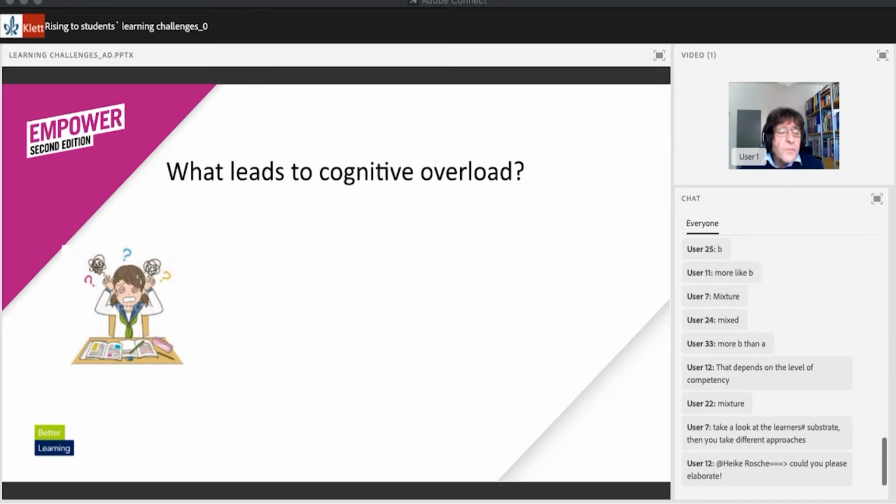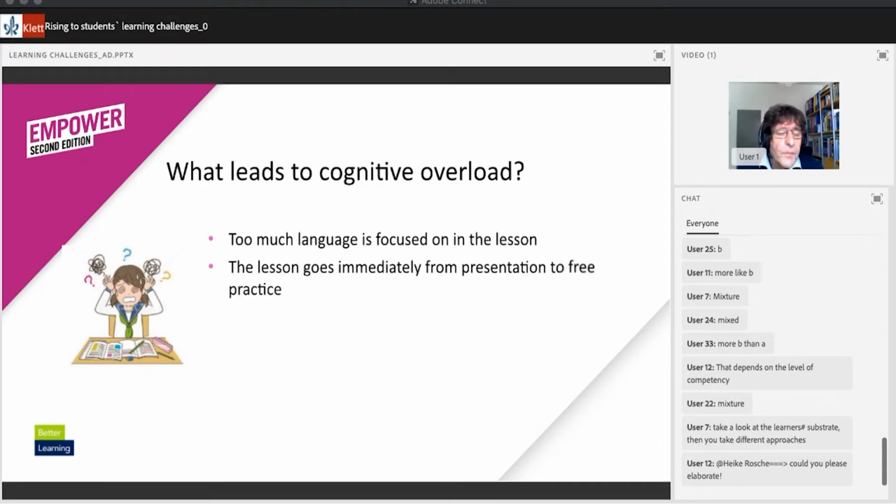Okay, so what leads then to cognitive overload? Well, obviously a variety of possible things. It may be that simply too much language is focused on in the lesson, or that the language is above level, or there's too much above level language. It may be that the lesson goes immediately from presentation to free practice, so learners don't have a chance to really absorb the new language and to practice it and to become accustomed to it.